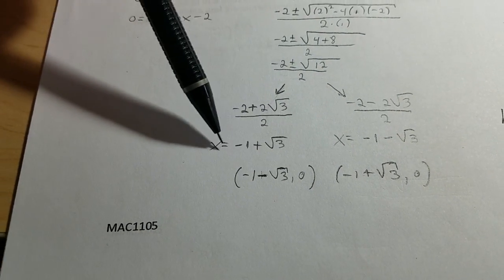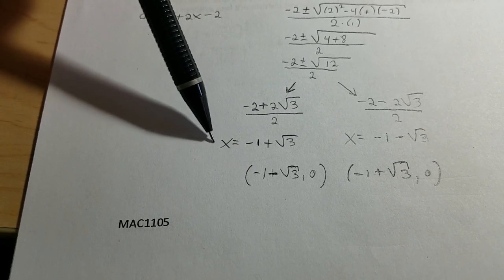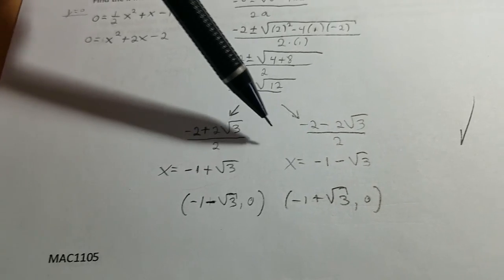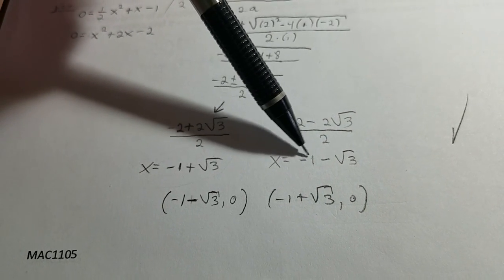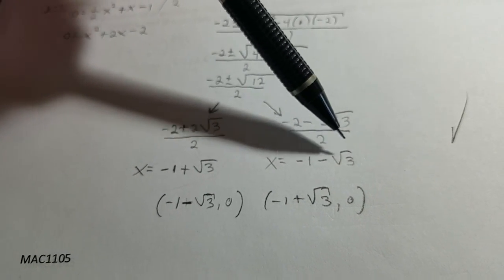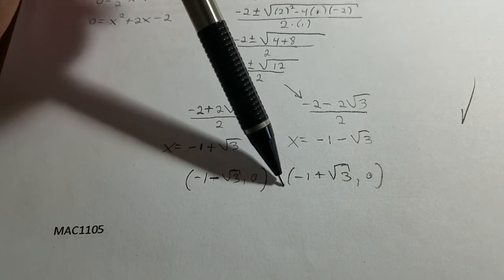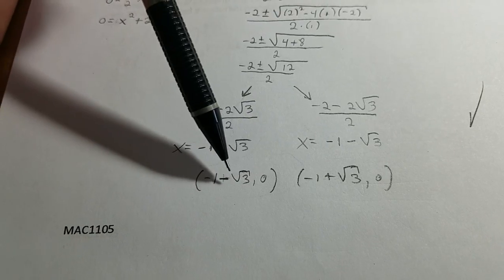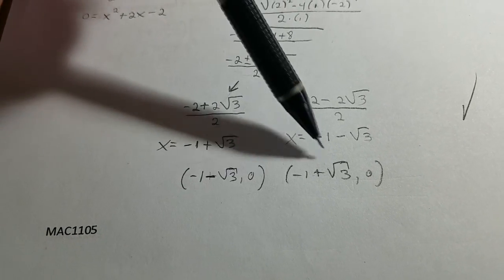Once you get here, that means that one of your x values will be negative 1 plus square root of 3, and the other value will be negative 1 minus square root of 3. Again, you have to rewrite them as ordered pairs, so don't just stop right here. Remember that you have to write your answer as an ordered pair.